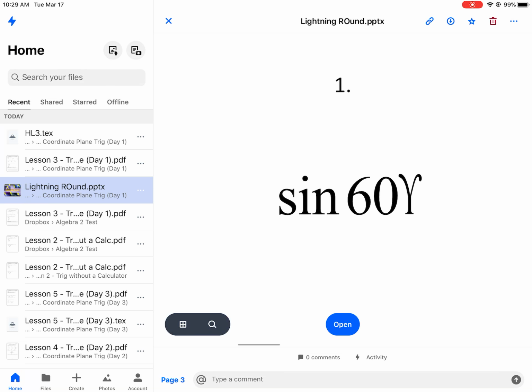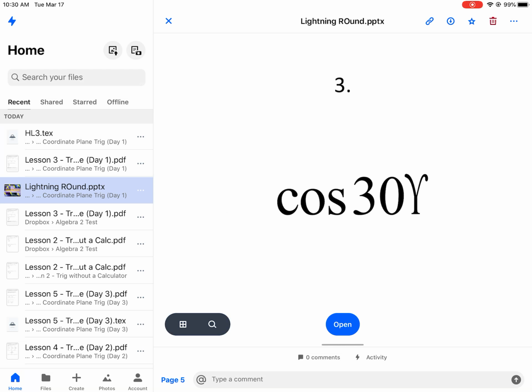And that should say sine 60 degrees, but this symbol should be a degree sign. Sorry. Tangent 45 degrees. It should be a degree sign. Sorry. Cosine 30 degrees.